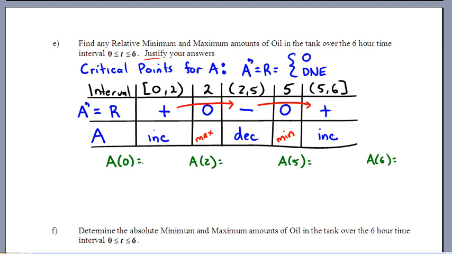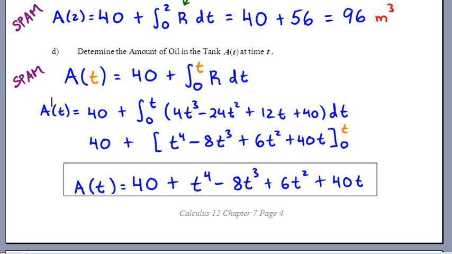Well, they told me that at time 0 there were 40 cubic meters of oil. And we've already figured out in part C that at time 2 there was 96. And in part D, we went to all the trouble of coming up with this cool machine that'll actually let you figure out the amount at any time.